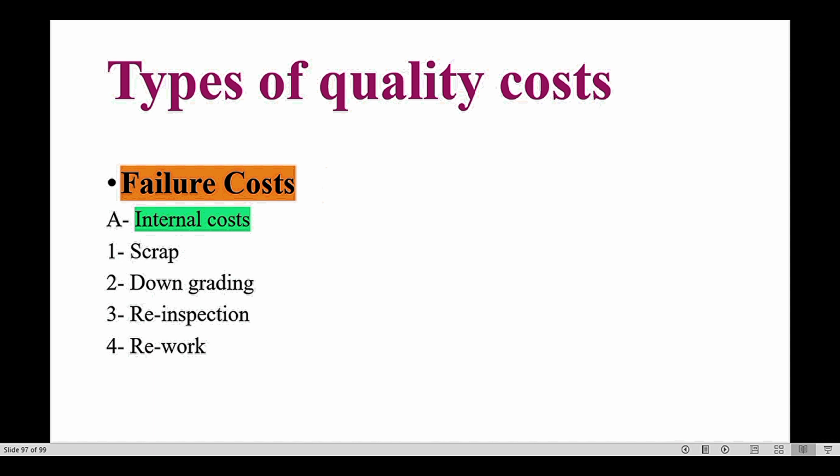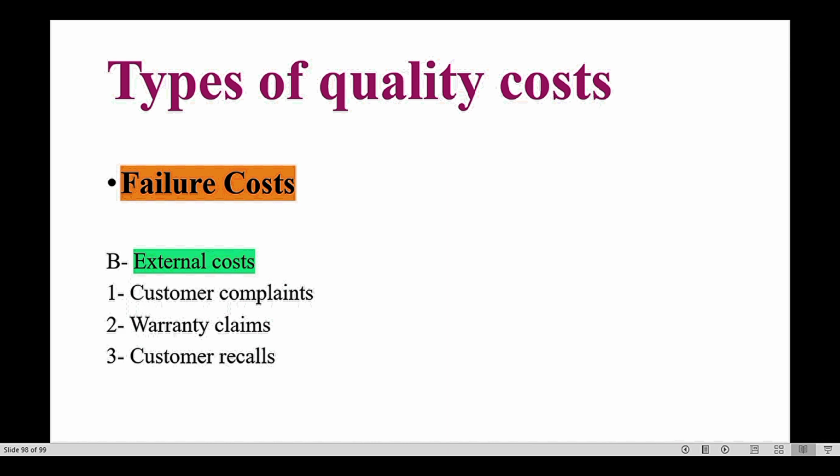Failure cost is of two types. Internal costs are the costs related to within the factory, within the manufacturing plant. These are like scrap, downgrading, reinspection, rework. Rework or reinspection itself has a cost, like equipment usage, labor utilization, or any other case. So these costs occur within the factory or within the manufacturing plant.